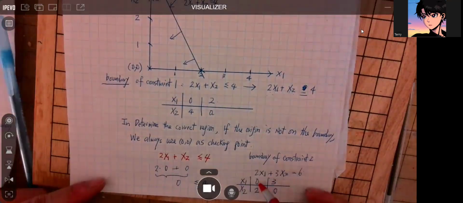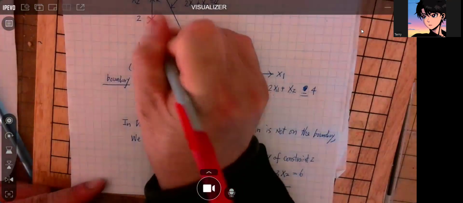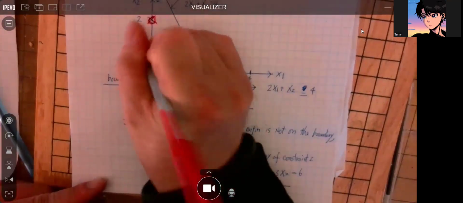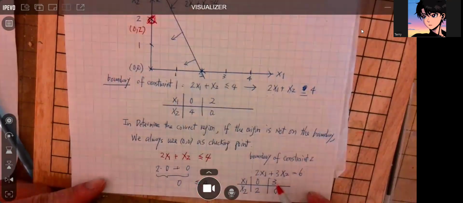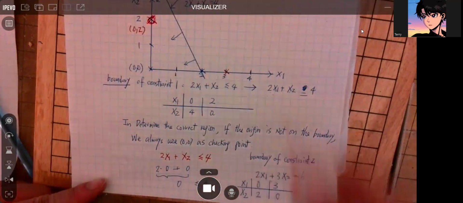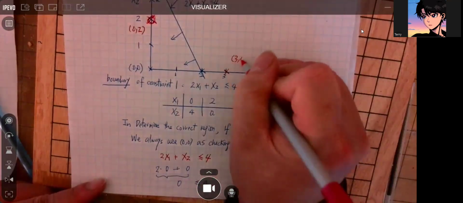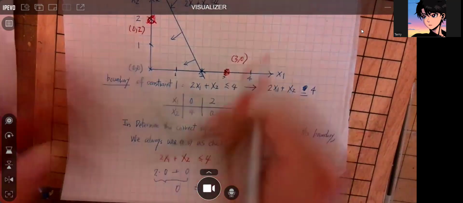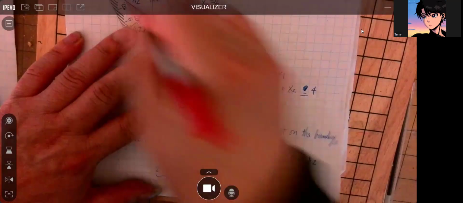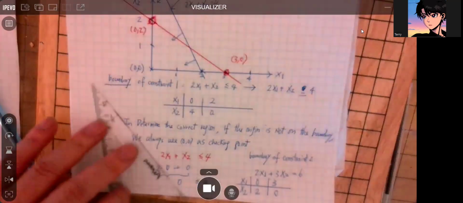So for 2x1 plus 3x2 equal to 6, the first point is 0, 2. 0, 2 is right here. I use a circle. 0, 2. And 3, 0. This is 3, 0. So I also use a circle. I join the 2 points by a line.